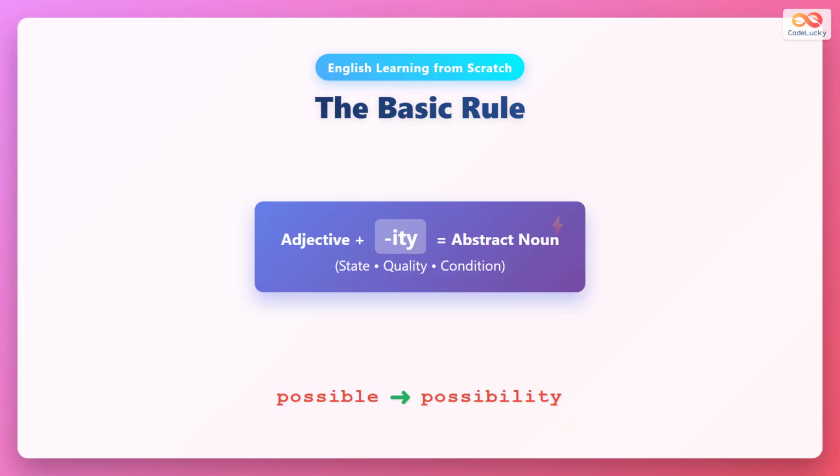The basic rule is simple. Take an adjective and add the suffix ity to create an abstract noun. This new noun describes a state, quality, or condition. For example, possible becomes possibility, which means the state of being possible.